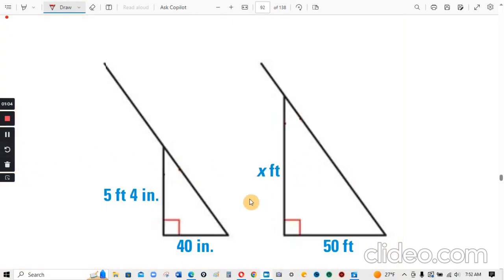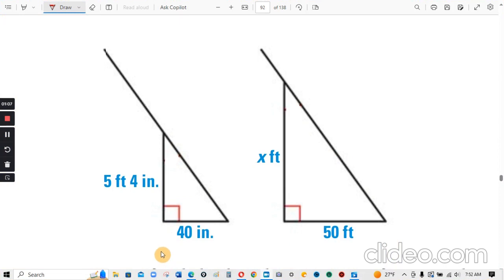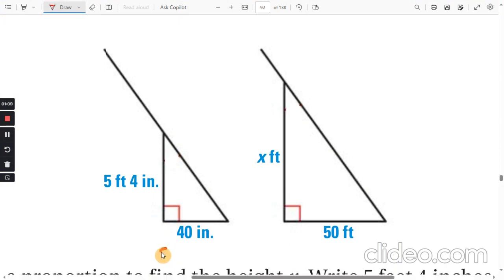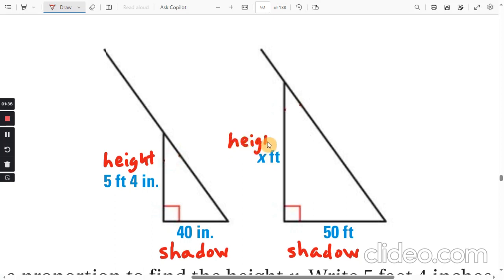All right, so here are the 2 triangles, and on the bottom is the length of the shadow. Okay, so I'm just going to write shadow on the bottom of each triangle. And this right here is the height of the woman. And X is the height of the flagpole because we don't know it yet. All right. So this triangle is for the woman. This triangle is for the flagpole.